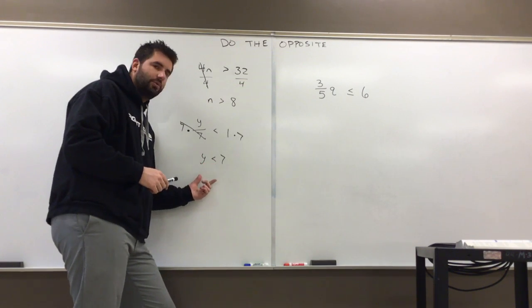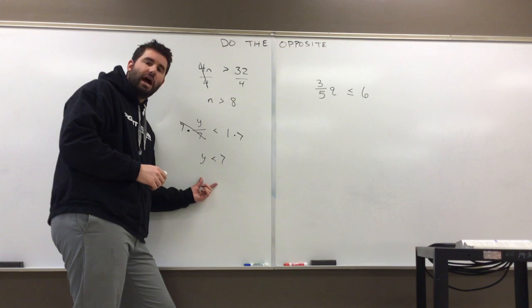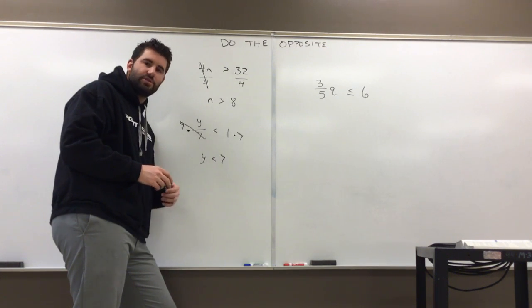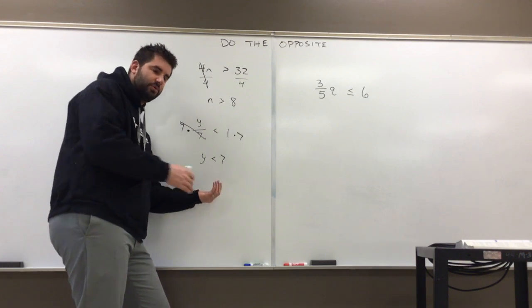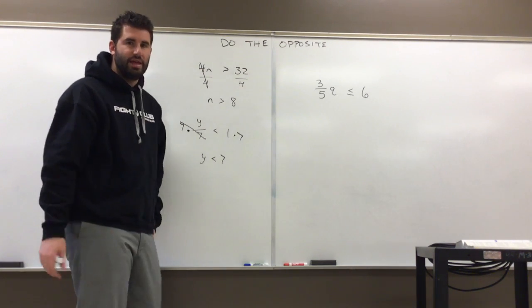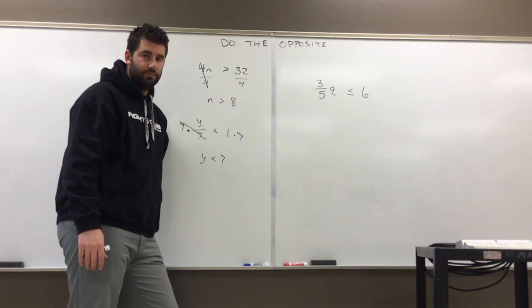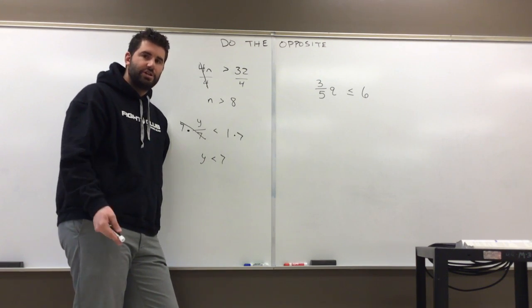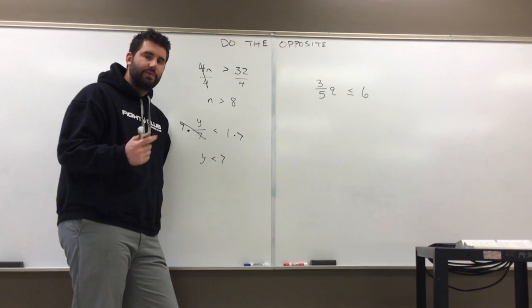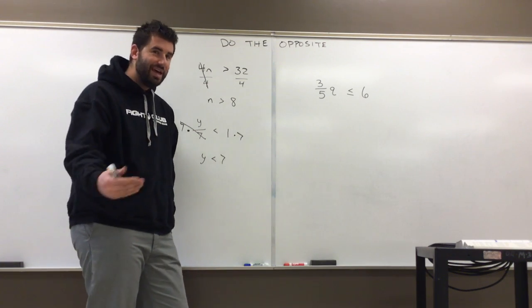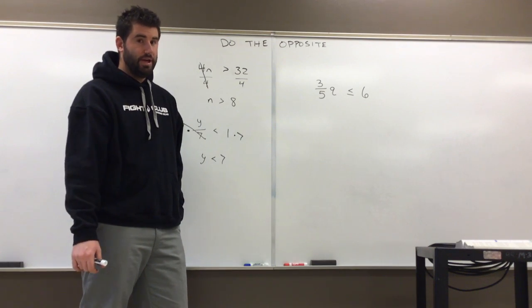Okay? Once again, I could graph this. I would leave my circle open because there's no equal to mark. And I would shade anything less than 7, which is to the left. I would shade that direction. All right? So when you're doing multiplication and division, you're still doing that inverse operation, but now it's multiplication and division instead of addition and subtraction like yesterday.